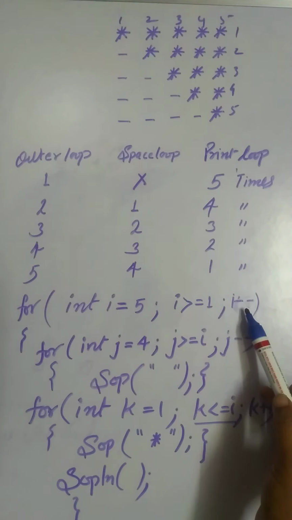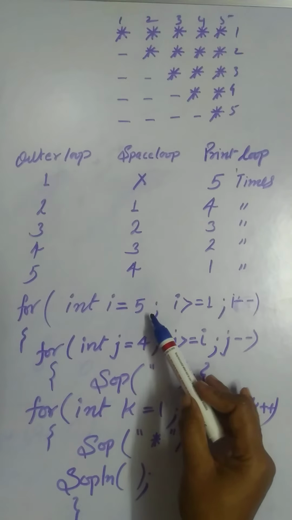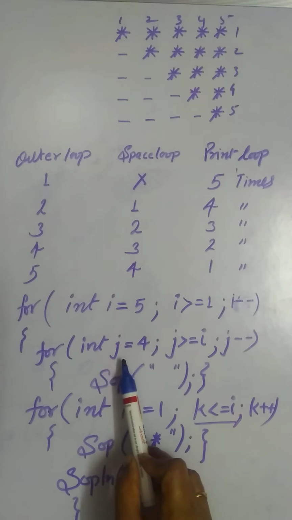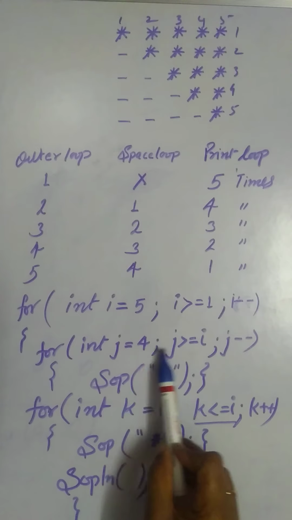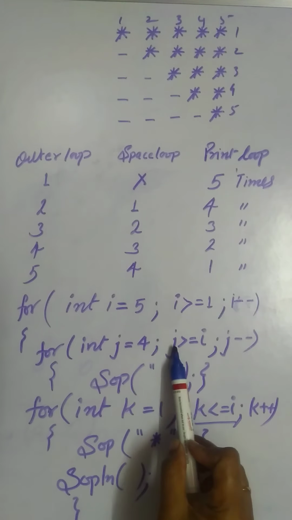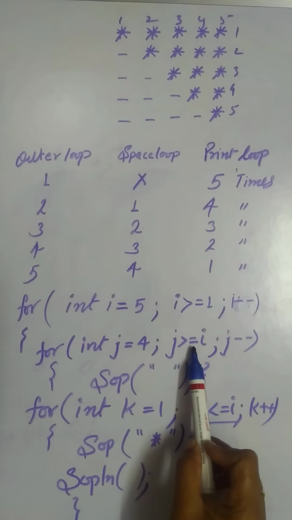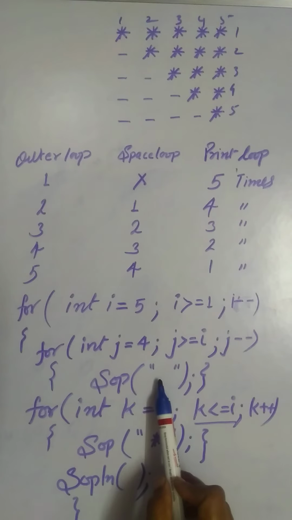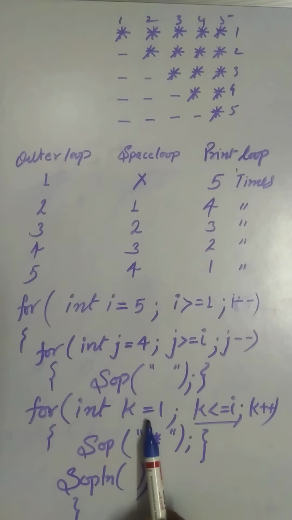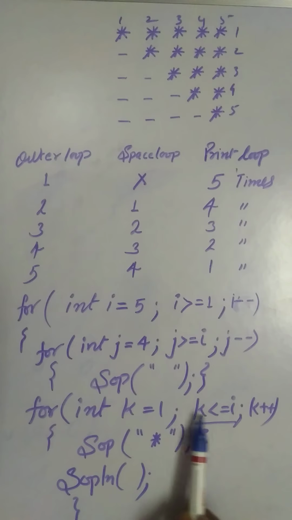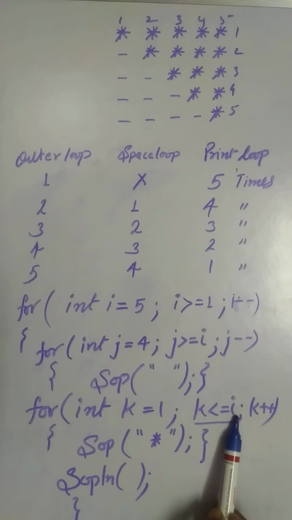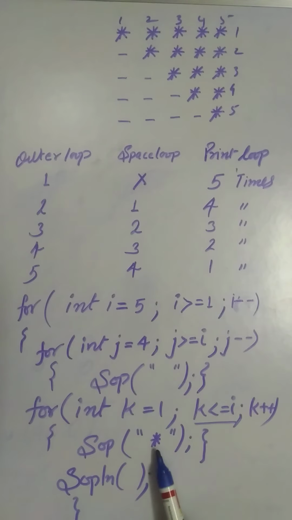Now the i value decreases. The i value is 4. When it comes to the inner loop, j is equal to 4, j greater than or equal to i, which means 4 is greater than or equal to 4. Yes, this condition is true only one time, so it will print one space. And here k is equal to 1. Now the i value is 4, which means this loop executes only 4 times, so it will print 4 asterisks.